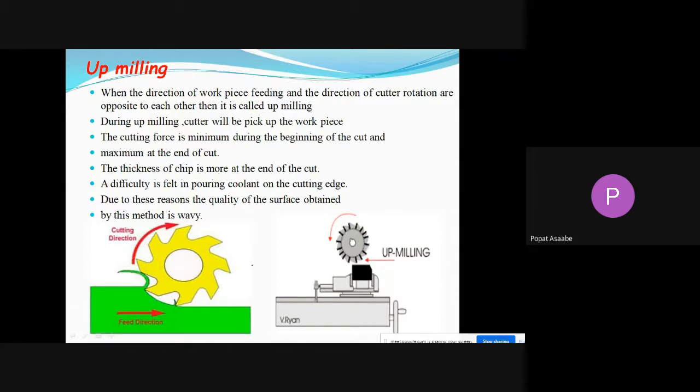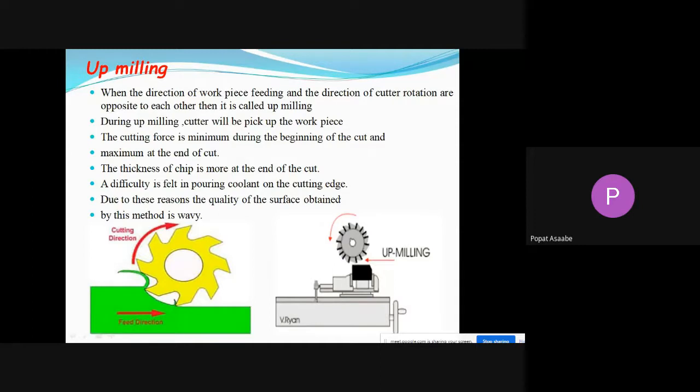Another point related to up milling is that initially the milling cutter will create the minimum cutting force, and it will create the maximum cutting force at the end. Also, whatever chips are generated, the thickness of the chip initially will be minimum, and the thickness of the chip at the end will be maximum.